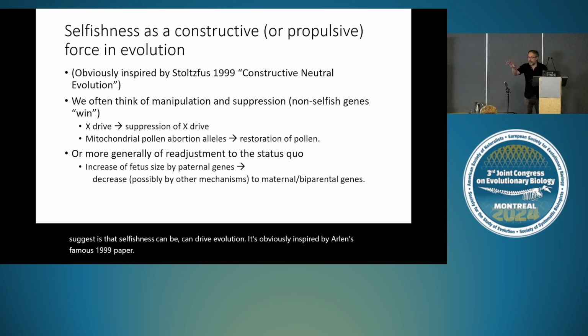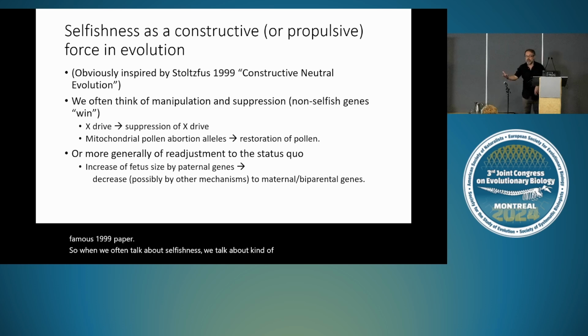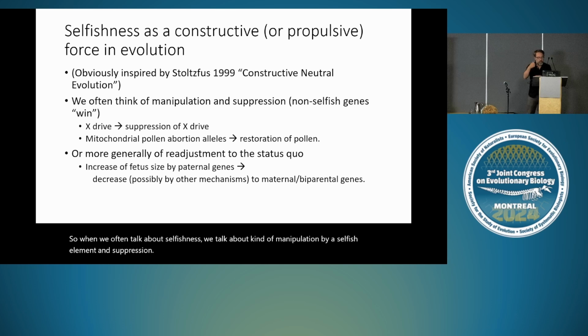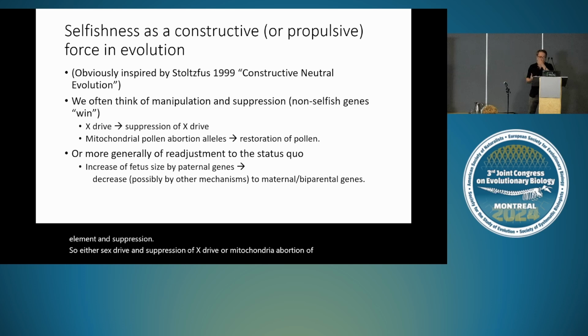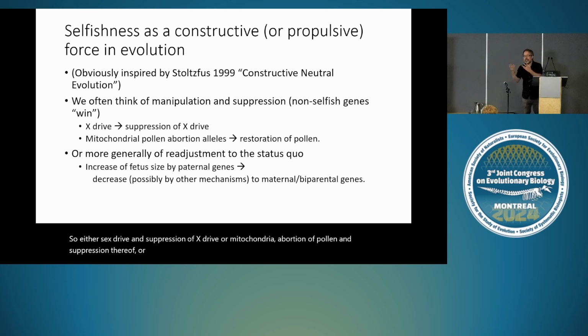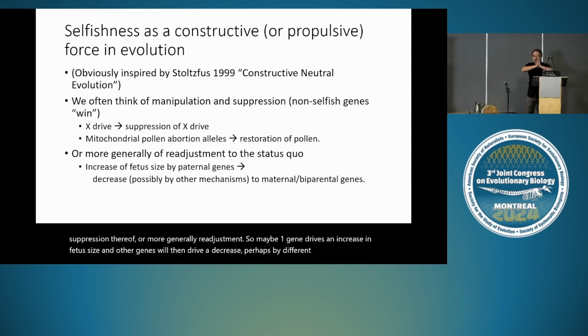So when we often talk about selfishness, we talk about manipulation by a selfish element and suppression. So either X drive and suppression of X drive, or mitochondria aborting pollen and suppression thereof, or more generally readjustment. So maybe one gene drives an increase in fetus size, and other genes will then drive a decrease, perhaps by different mechanisms. But in all these cases, we're talking about the return to the status quo.